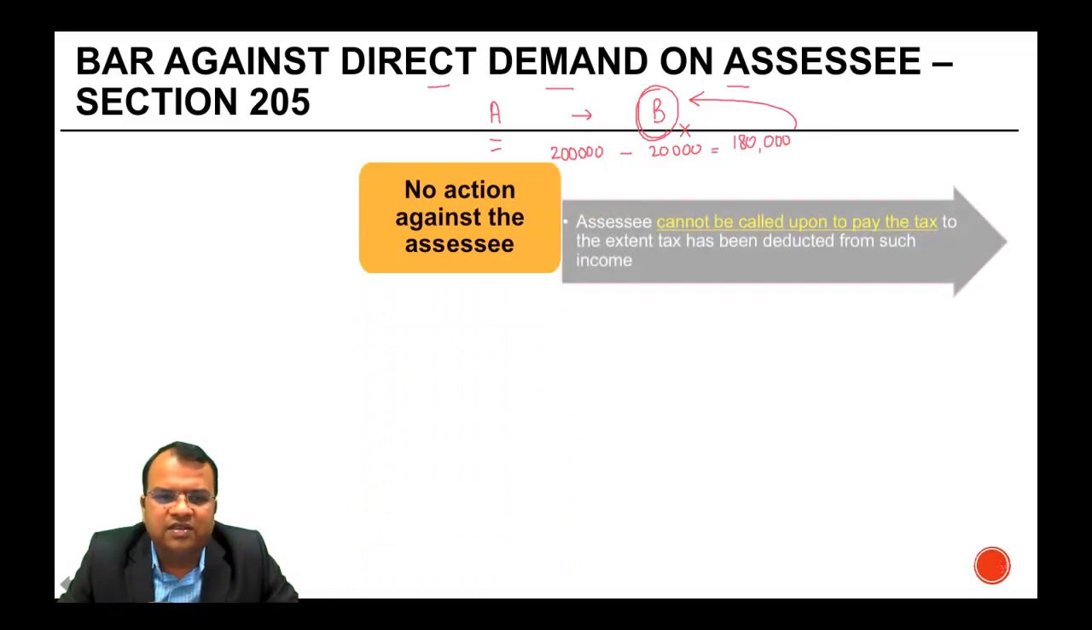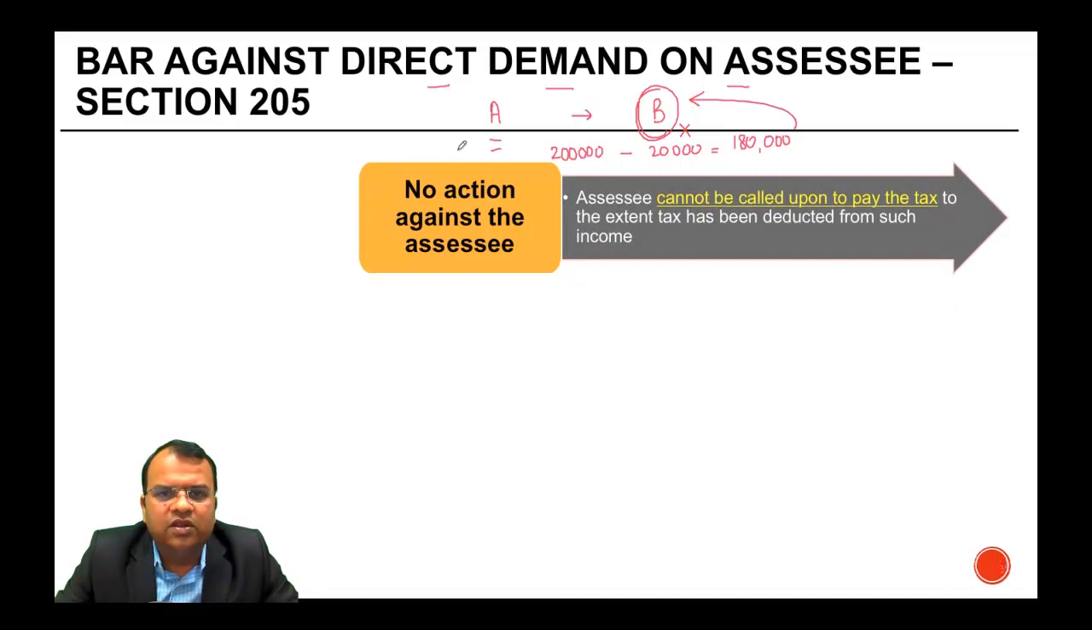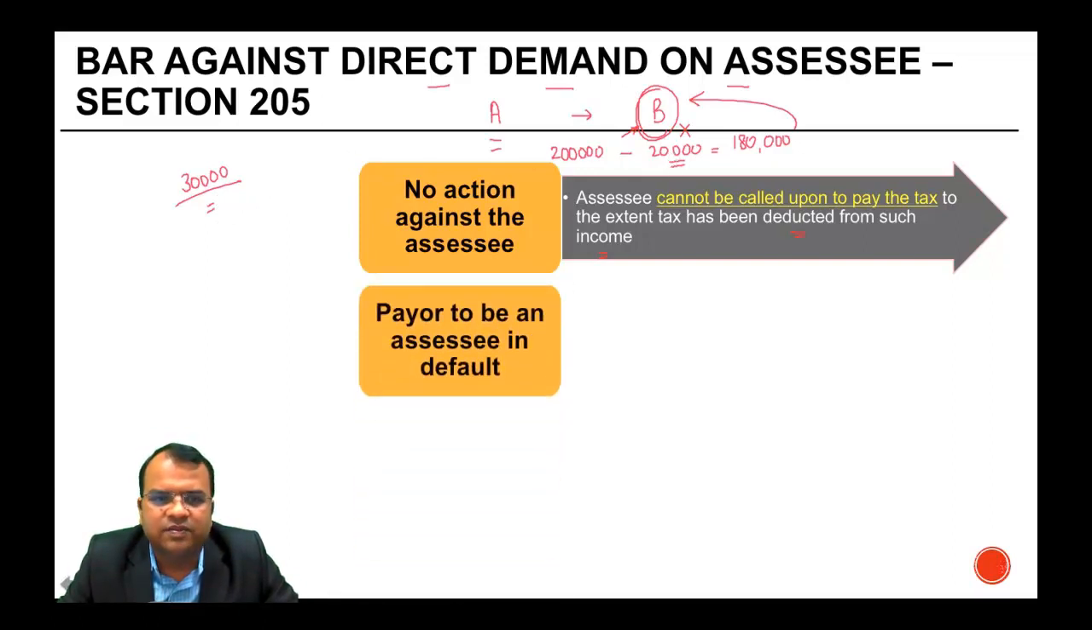No action against the assessee. So what this provides is that the assessee, which is B in this case, cannot be called upon to pay the tax to the extent tax has been deducted from such income. So if, let's say for example, the liability of B on this 2 lakh was 30,000, out of which 20,000 has already been deducted, then B can be called upon to pay only 30,000 minus 20,000 and not the entire 30,000, because tax to the extent of 20,000 has actually been deducted by A on such payment.